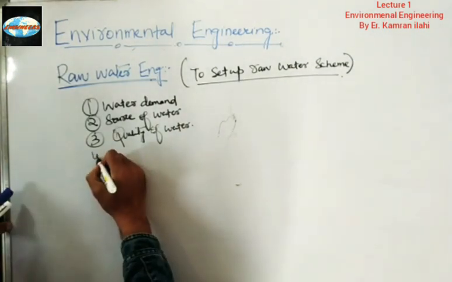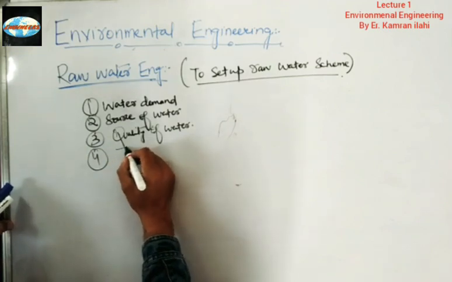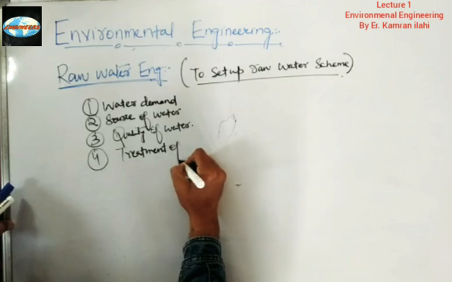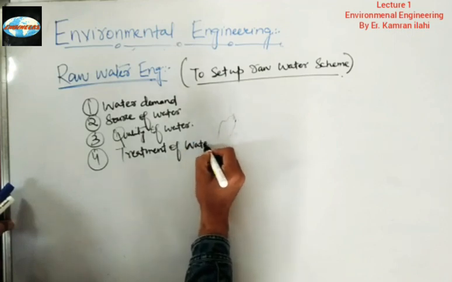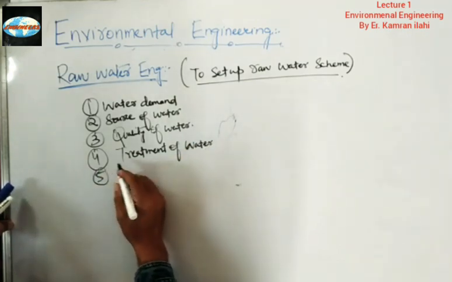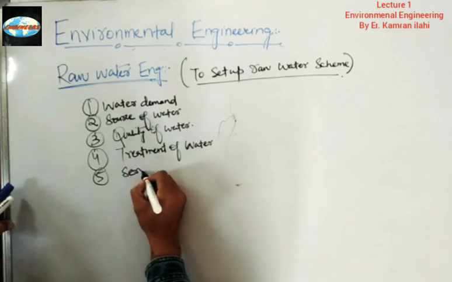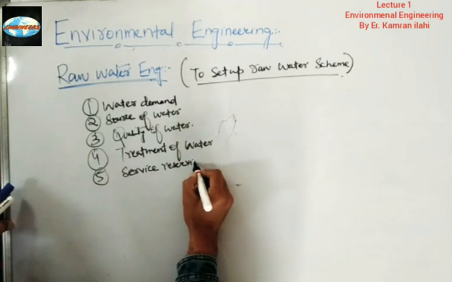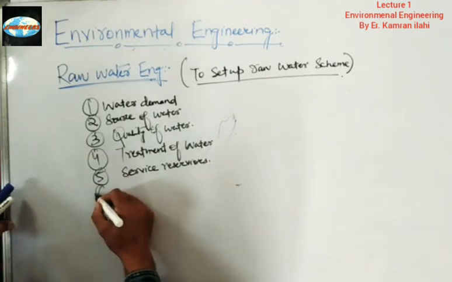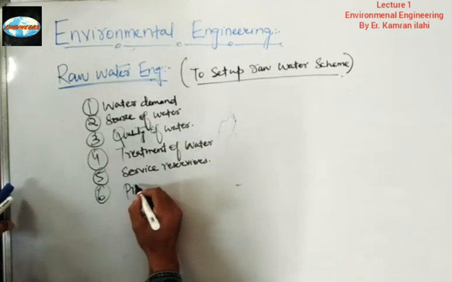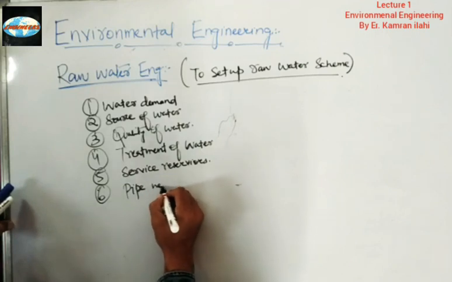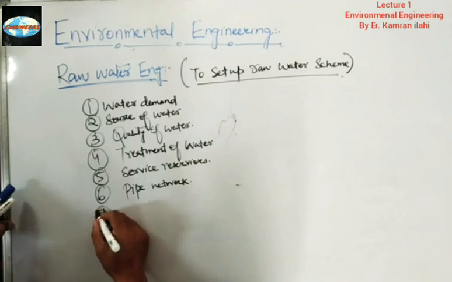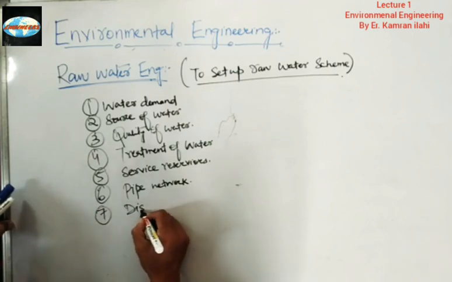And fourth is treatment of water. Fifth is surface reservoirs. The sixth topic is pipes, pipe network. Seventh topic is distribution system.